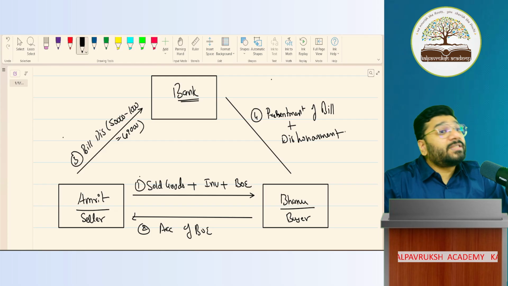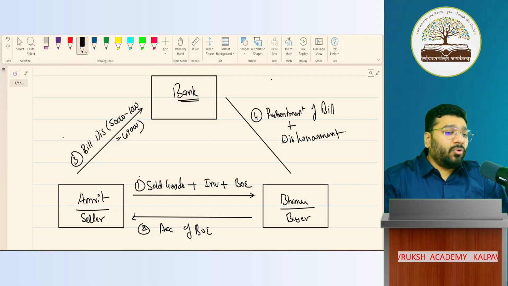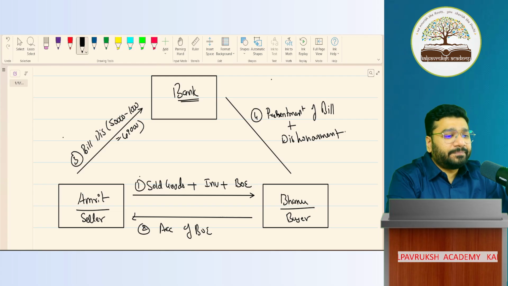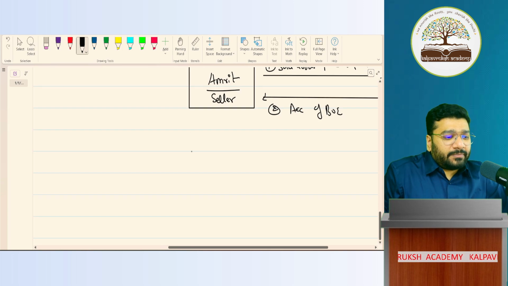So you have to pass the dishonour entry. Dishonour entry. Okay, not okay. Now I have to draw a further diagram, but can we do the entries first and come back? Okay. So in the books of Amrit.